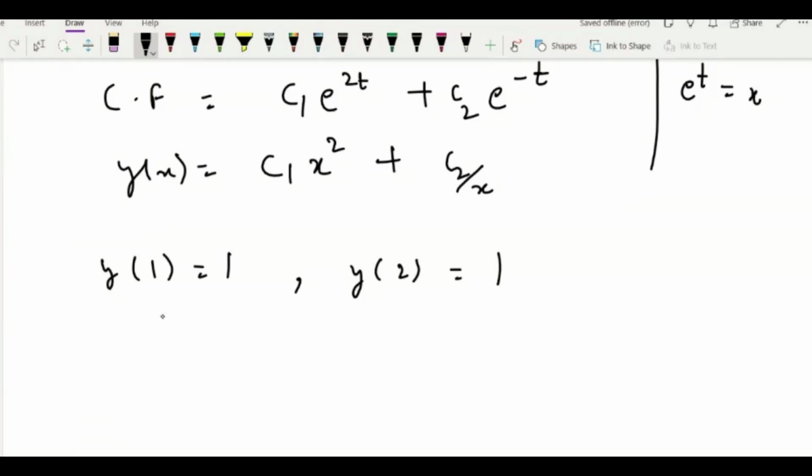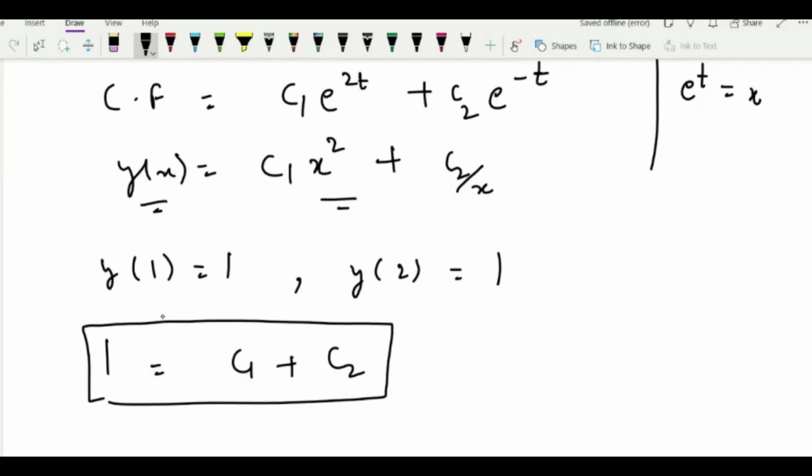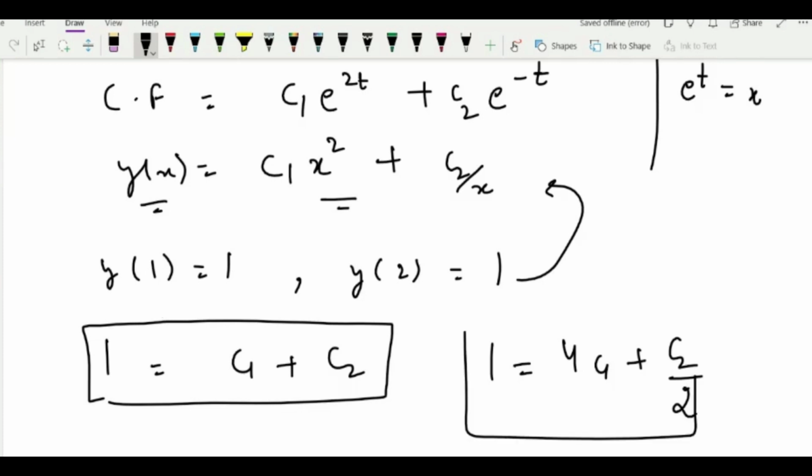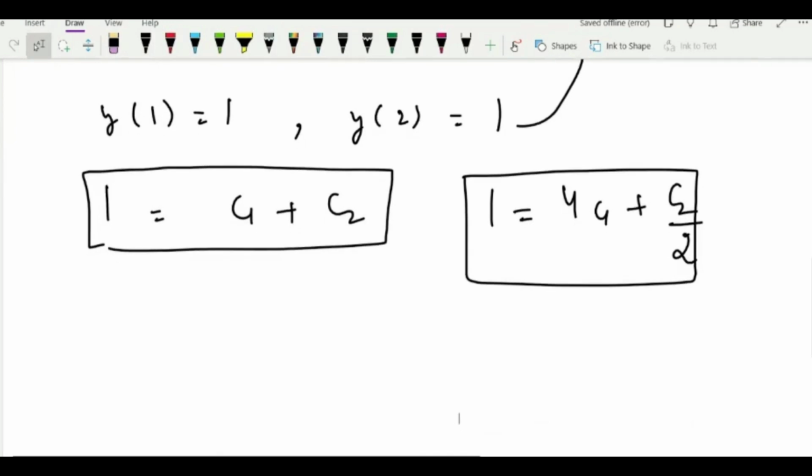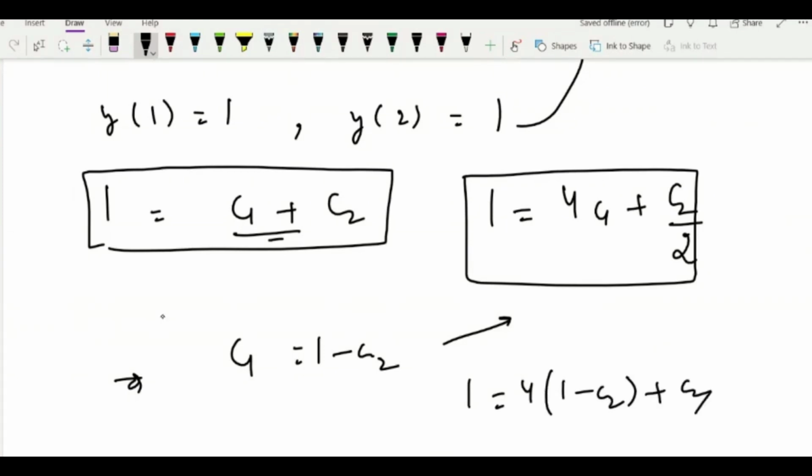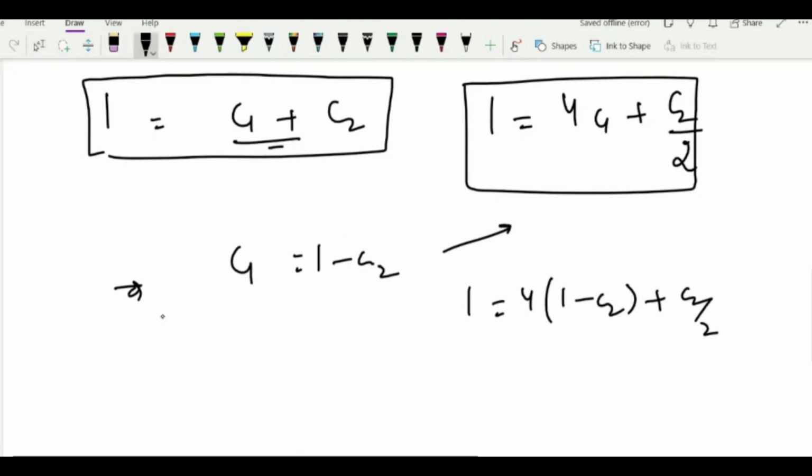Substituting this, we get y(1) = 1, here x = 1, and we get C1 + C2 = 1. Also, after substituting y(2) = 1, we get 4C1 + C2/2 = 1. So solving these two equations, two equations in two constants, we can solve it easily and we get the values of C1 and C2. Here we have C1 = 1 − C2. We can substitute here C1 as 1 − C2. Now this equation is only in C2.